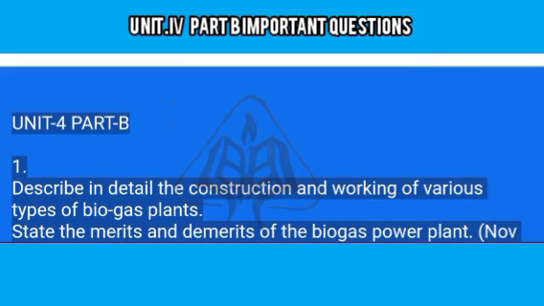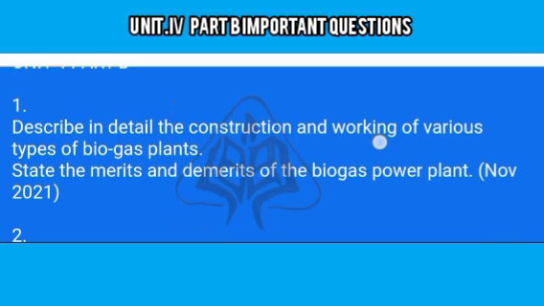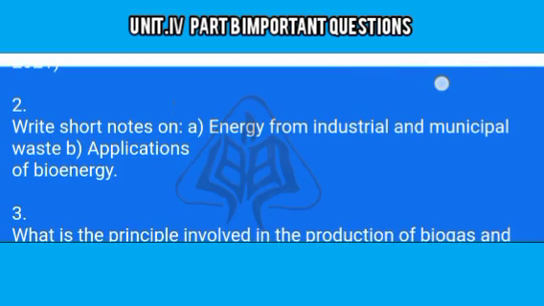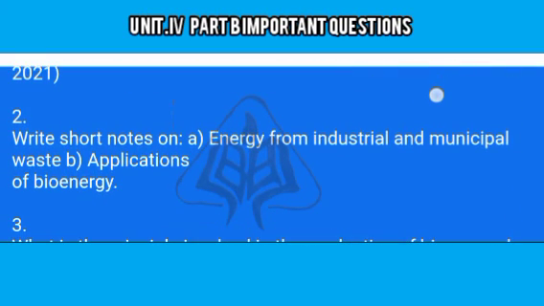Unit 4. 1. Describe in detail the construction and working of various types of biogas plants. State the merits and demerits of the biogas power plant. November 2021. 2. Write short notes on: A. Energy from industrial and municipal waste. B. Applications of bioenergy. 3.